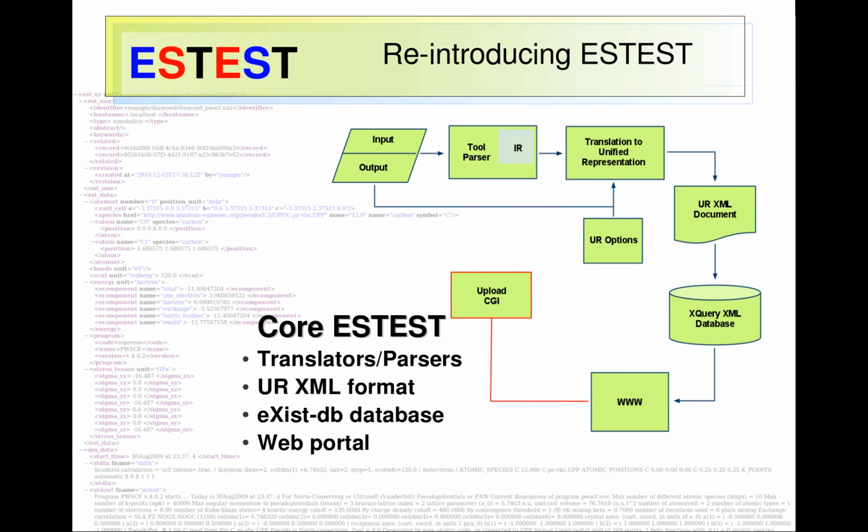This slide is showing you an overview of the core components of ESTEST. ESTEST begins with the input and output data generated by electronic structured codes, such as QBox and Quantum Espresso. These I/O files are processed by custom translators written in Python that take the raw I/O of electronic structured codes into the Unified Representation XML format. Documents in the URXML format are stored in an XML database and XQuery midend provided by ExistDB that can then be served to any web application or other tool capable of XML processing.